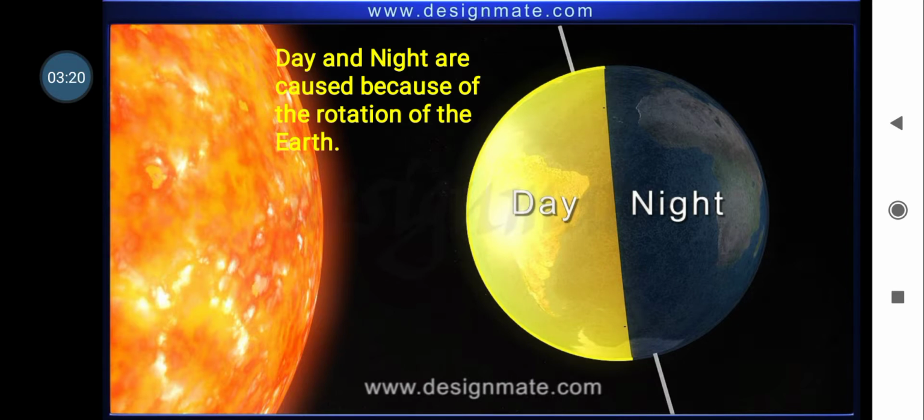As the earth keeps on rotating, we get day, we get evening, and then as it keeps on rotating, it does not stop rotating. As it keeps on rotating, we also get night, and then again another day and night time, and it goes on and on.